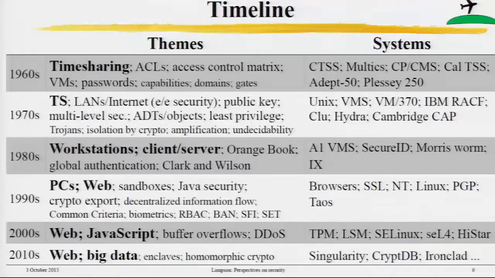We started out doing time sharing in the 60s and 70s. Then in the 80s, we had workstations and client-server computing. In the 90s, the main issues were PCs and the web. And the web, of course, has continued to be a central issue in security. In the 2000s, the advent of JavaScript introduced all kinds of new problems. And then in the current decade, we have big data, which introduces even more problems, mainly of the form that the big data is a much more attractive target for the bad guys.